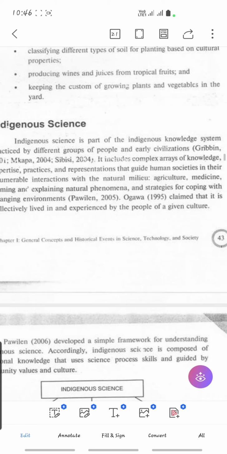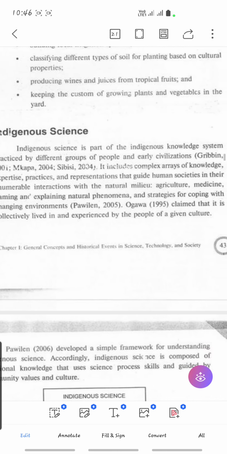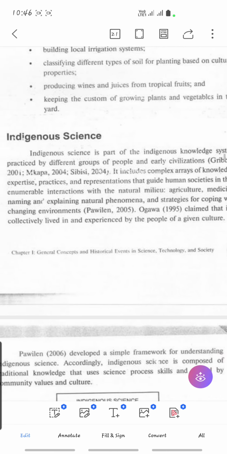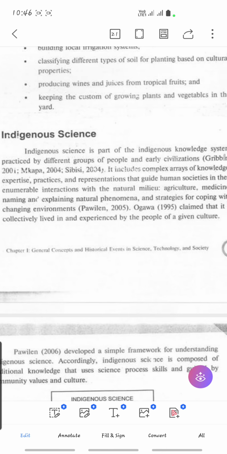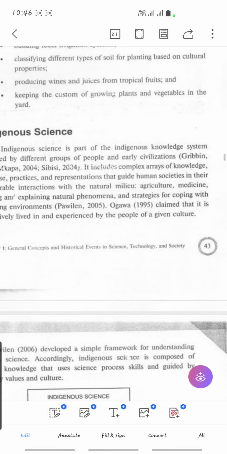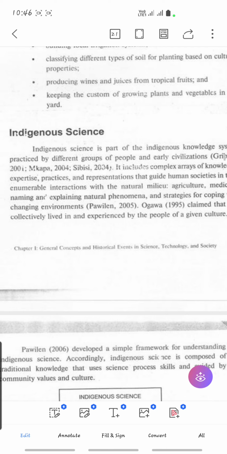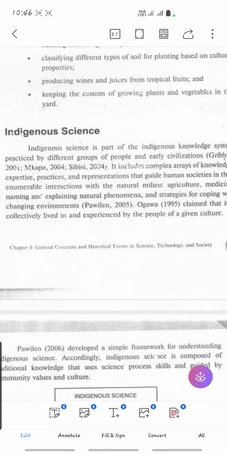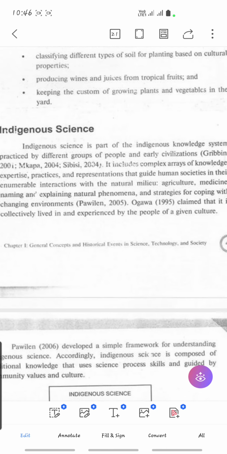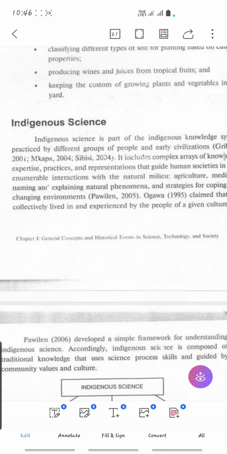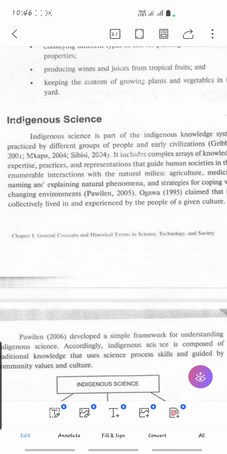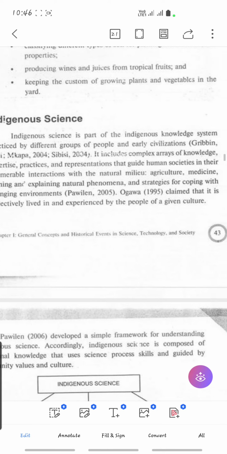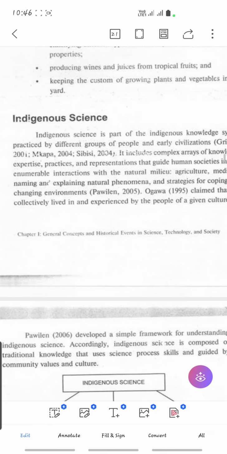And not only that, when we say indigenous science, it is a complex of knowledge, expertise, practice, and representation that guide human societies and their innumerable interactions with the natural sources like agriculture and medicine. They also explain natural phenomena and strategies for coping with a changing environment. So basically, when we say indigenous science or traditional science, this is basically used by our ancestors.